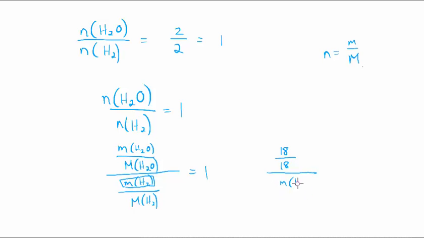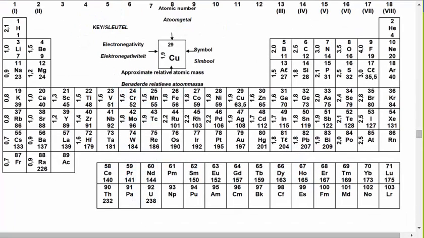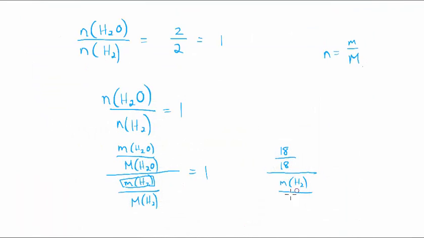So this is still unknown. I don't know what the mass of hydrogen produced is, but I know what the molecular mass for hydrogen is. What is the molecular mass for hydrogen? 2, because I've got 2 hydrogens to form 1 molecule. Well done. So this would be 2, and my final answer must be 1.